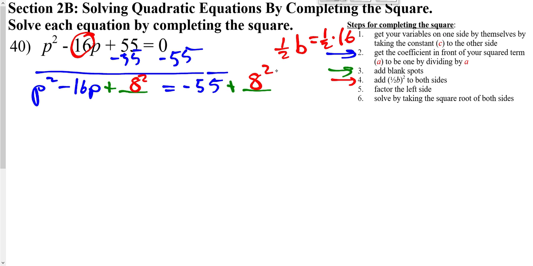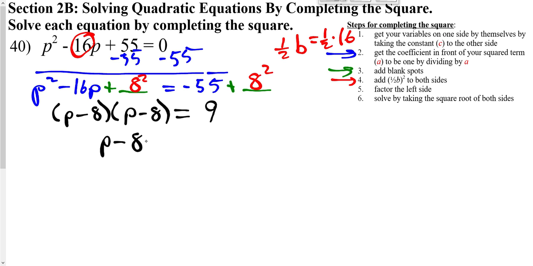So here on the left, this is going to then factor into two identical parentheses. You could do that AC factoring there. And then on the right, we add these together. Negative 55 plus 8 squared, and that's 9. So on the left, the easiest way to write that is p minus 8 all squared is equal to 9.